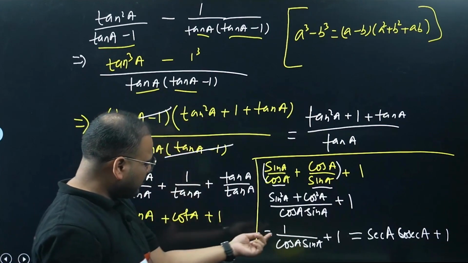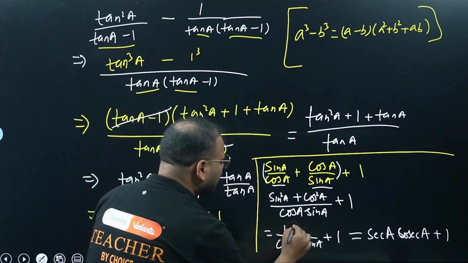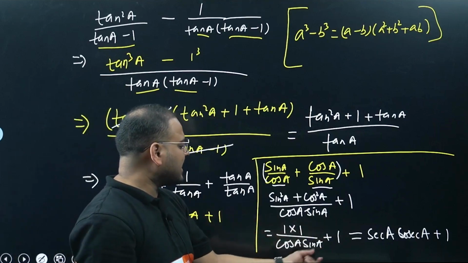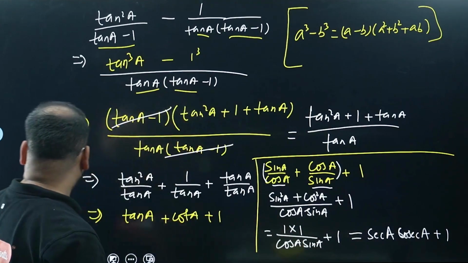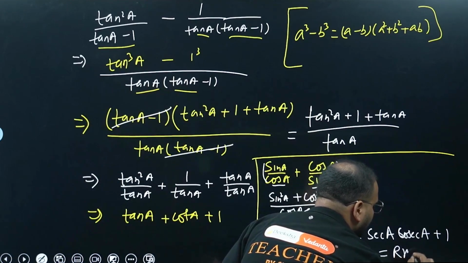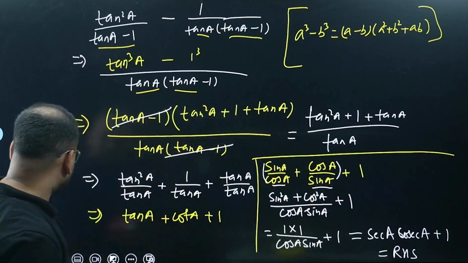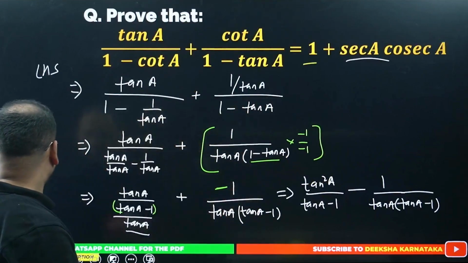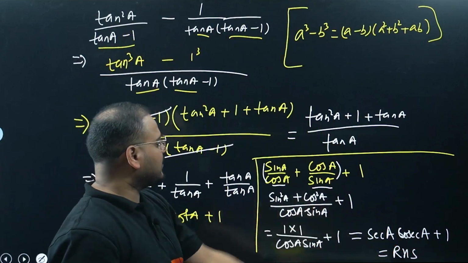So there is only one here in numerator. I can multiply 1 into 1, no problem. So 1 by cos a is sec a, 1 by sin a is cosec a, plus 1, which is nothing but my RHS. RHS, check. 1 plus sec a cosec a, or sec a cosec a plus 1, same thing.